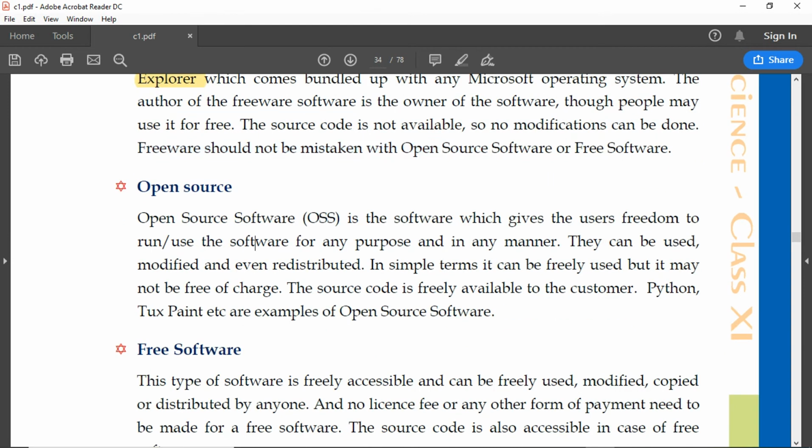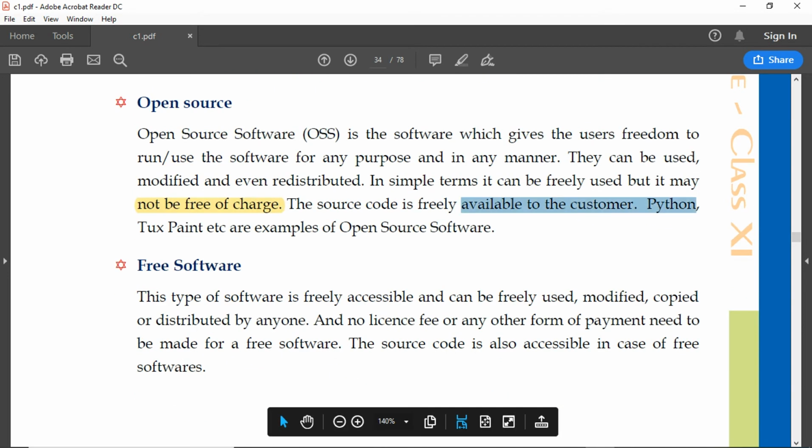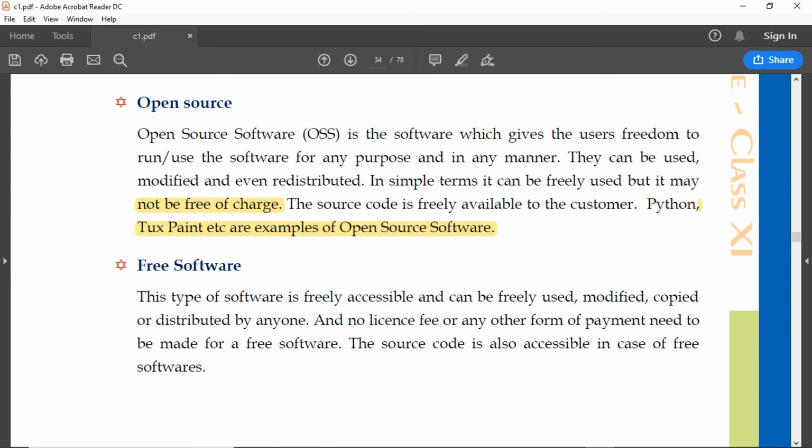Open source. Open source software, OSS, is software which gives the users freedom to run or use the software for any purpose and in any manner. It can be used, modified and even redistributed. In simple terms, it can be freely used, but it may not be free of charge. The source code is freely available to the customer. Python, Tux Paint, etc. are examples of open source software.